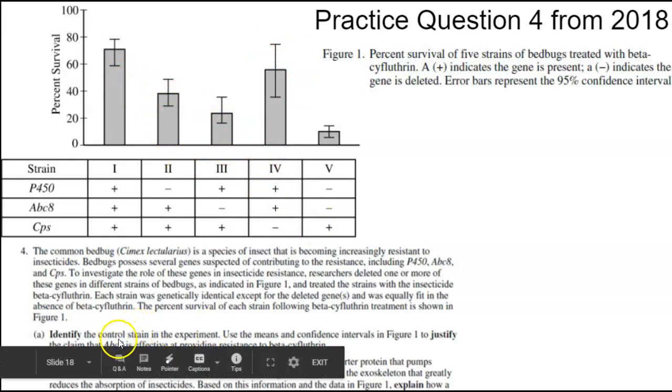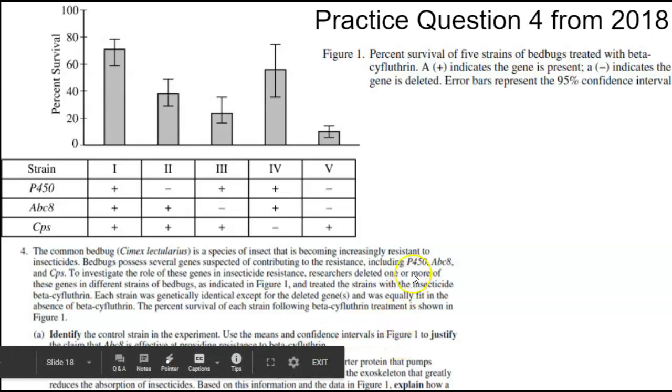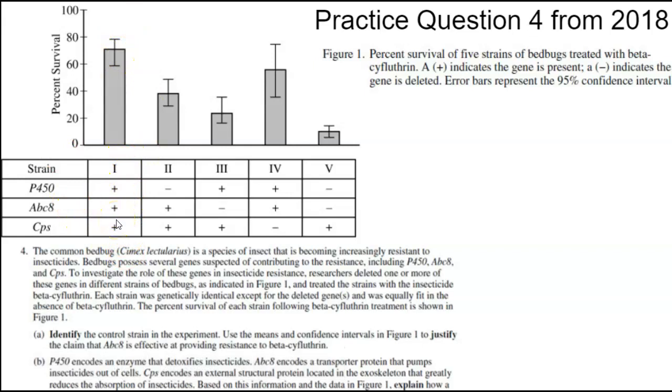So part A says identify the control strain in the experiment. Then use the means and confidence intervals in figure 1 to justify the claim that APC8 is effective at providing resistance to beta-cyfluthrin. The control strain is the one used for comparison. So I would pick strain 1 as the control strain because all 3 of the genes are active, just like in the normal bed bugs.